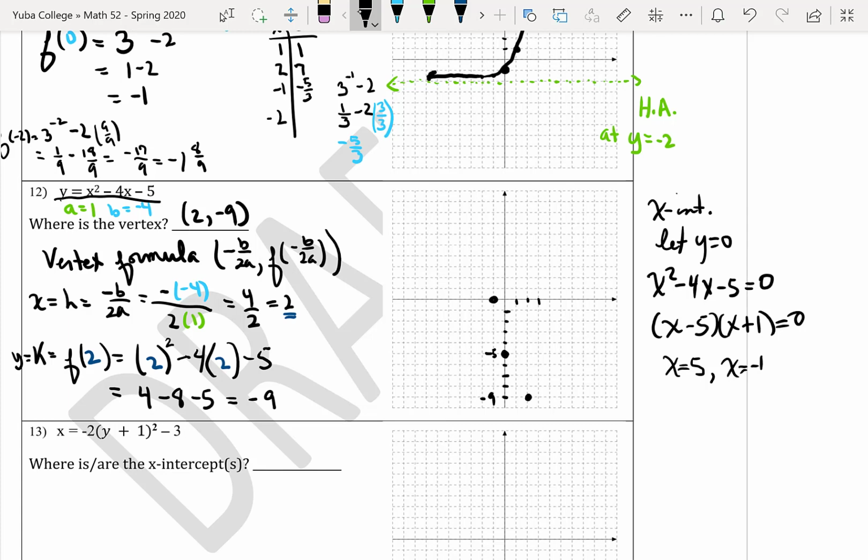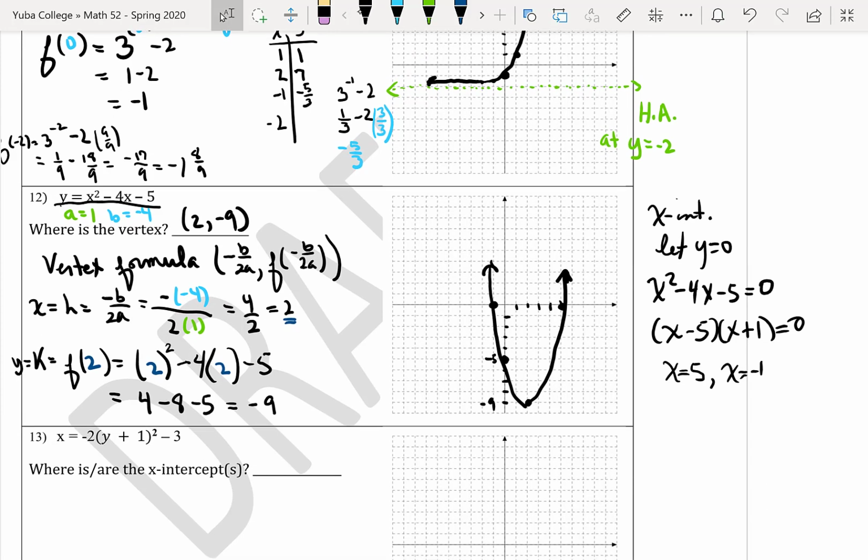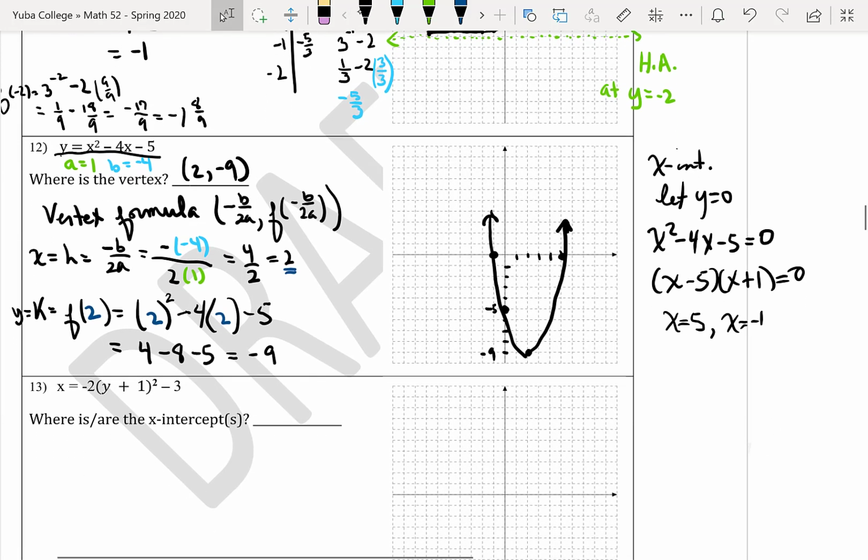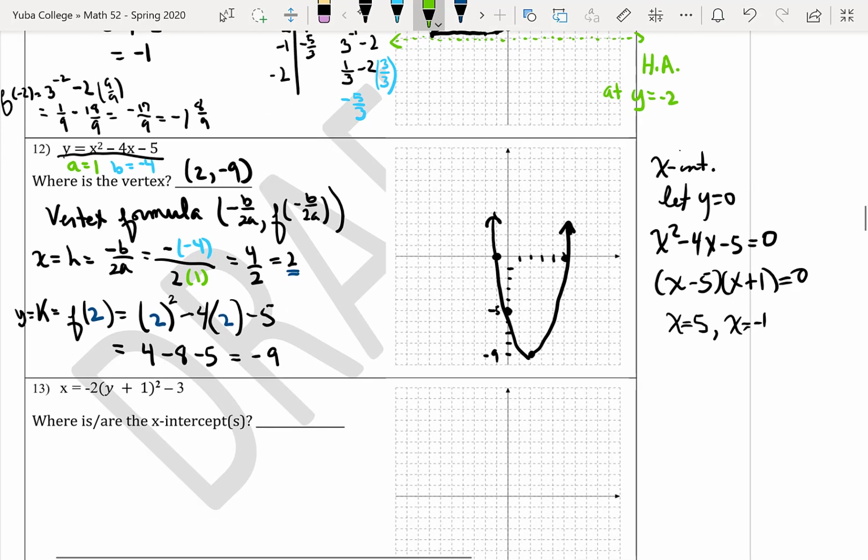I might ask you your axis of symmetry. The axis of symmetry is the vertical line for our parabola that goes through the x value of your vertex. If you folded your paper along this line, it would be a mirror image across it. And so x equals 2 is your axis of symmetry.